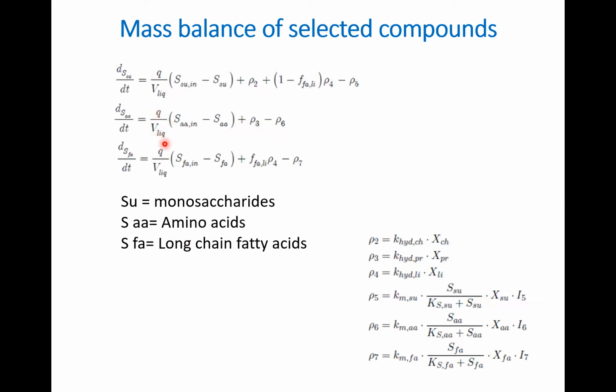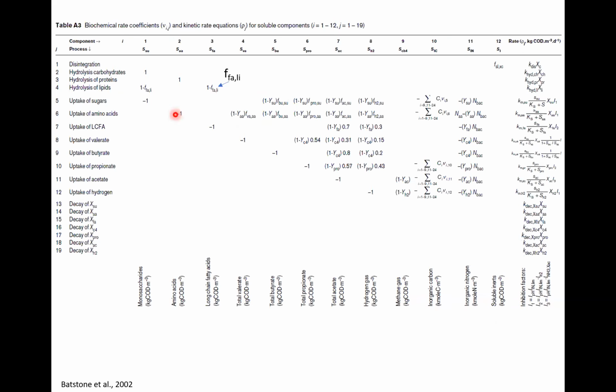If we go for amino acids as another example, we'll have two equations: one for adding more, which comes from the hydrolysis of protein, so the concentration will increase. This is why you have positive here. And one for the negative, which will be uptaking this part from the amino acids to other intermediates like VFAs or long chain fatty acids, and so on and so forth.